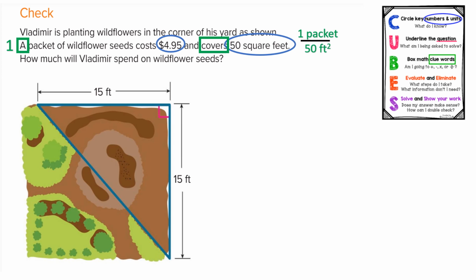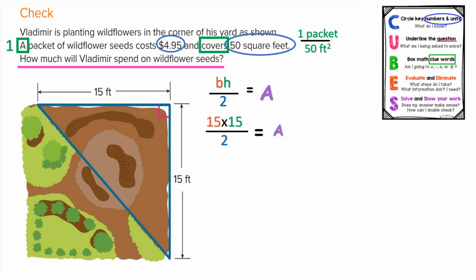That also is going to be important as we work through the problem. What we're being asked to do then is to figure out how much Vladimir is going to spend. So I need all of that information in order to solve my problem. It is a triangle, therefore I start with my base times height divided by 2. I plug in my base and my height into the formula, and I have 15 times 15 divided by 2, which if I take 15 times 15, I get 225.